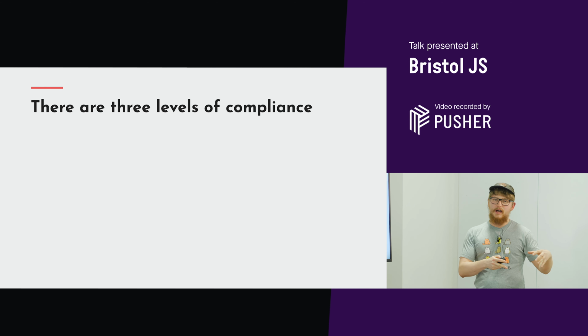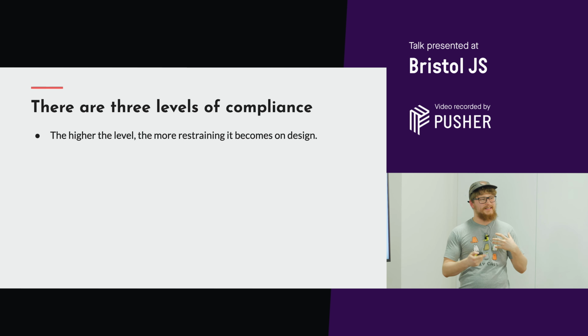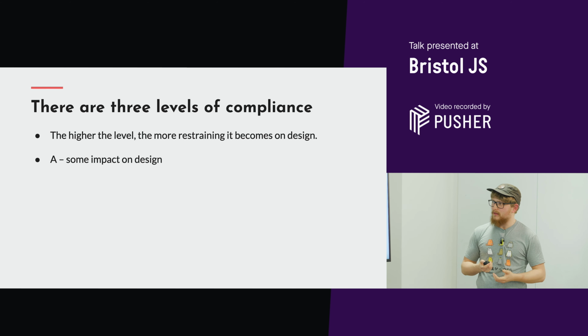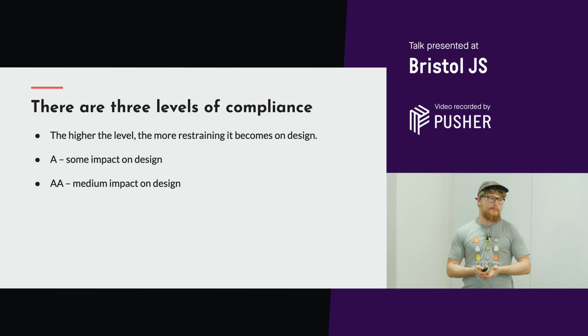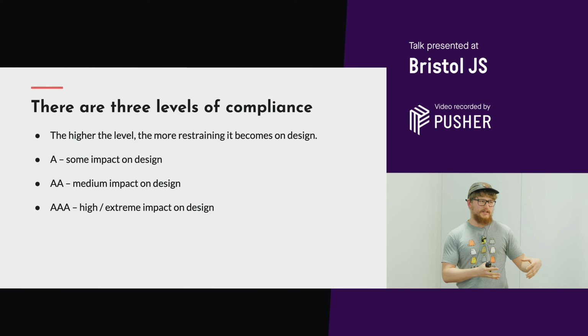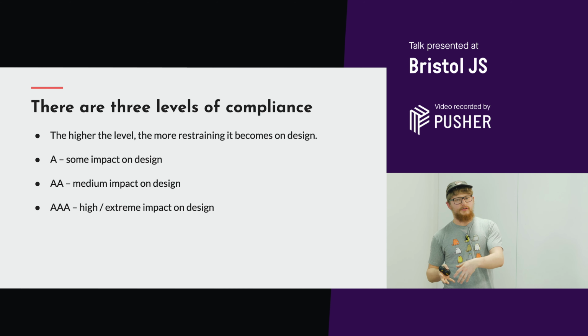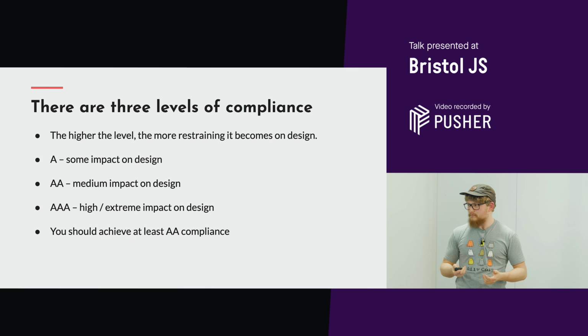So we looked at the principles there. We'll have a look at the compliance that I mentioned earlier. The higher the level, the more restraints it will put on your design. Single A, they'll say, will have some impact. Double A will have medium impact. And triple A, high to extreme. Now, when it's saying high to extreme, it's more referring to the difficulty to implement rather than the fact you're going to have just a black and white website.